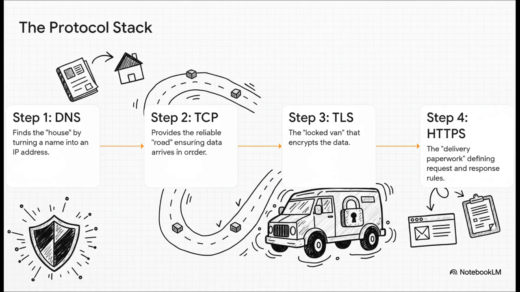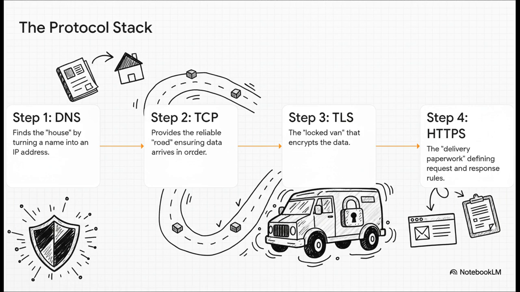So let's look at this protocol stack. Each step has one very specific job. First, you've got DNS, the domain name system. Think of it as the internet's address book. It turns a name you can remember, like google.com, into an IP address the computer understands. It finds the house.